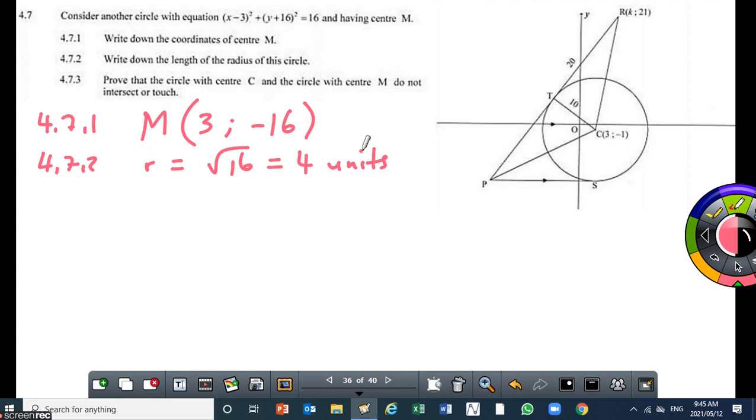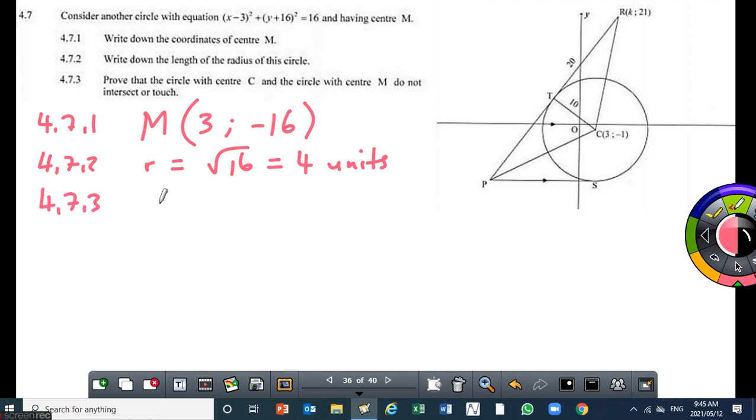Then 4.7.3 says prove that the circle with center C, the one in the diagram, and the circle with center M do not intersect. So I'm going to do it the way that I did it yesterday. I did the other question yesterday, where I'll calculate the distance between the two centers first, get the sum of the radii, and then interpret it after that. So 4.7.3.